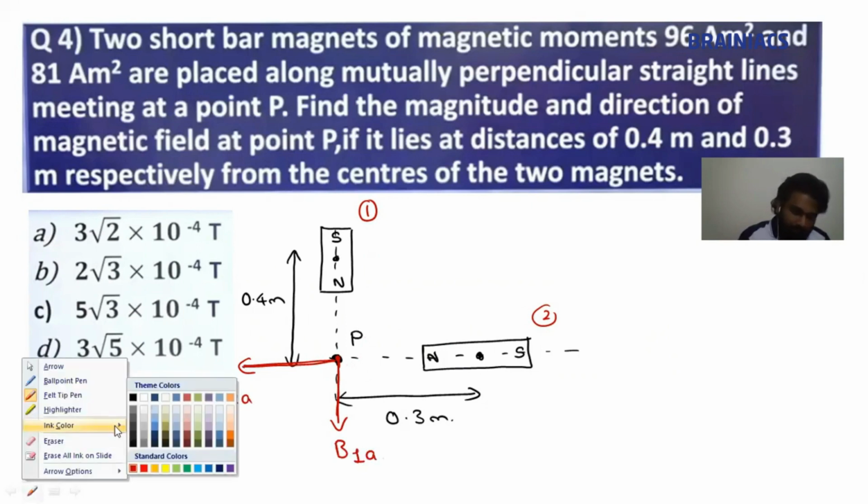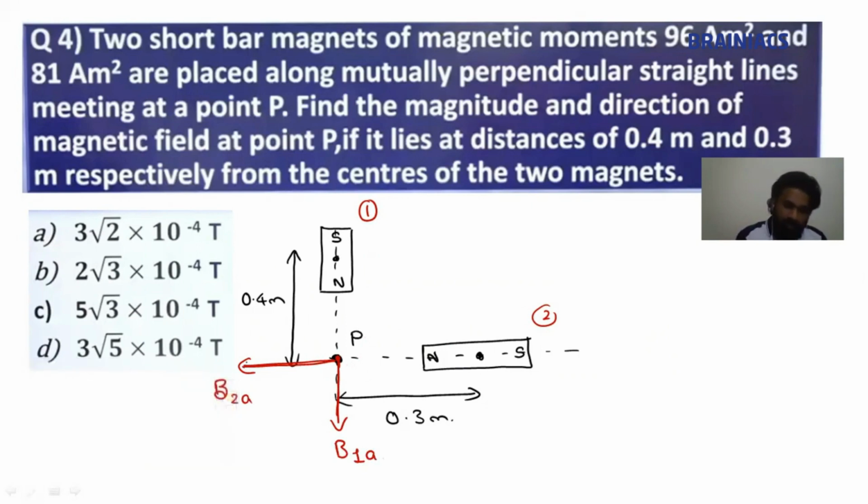Now, see, this one's magnetic moment is 96 ampere meter square, and this one, M2's magnetic moment, is how much? 81 ampere meter square. So now we will calculate each one, then we will find the resultant.